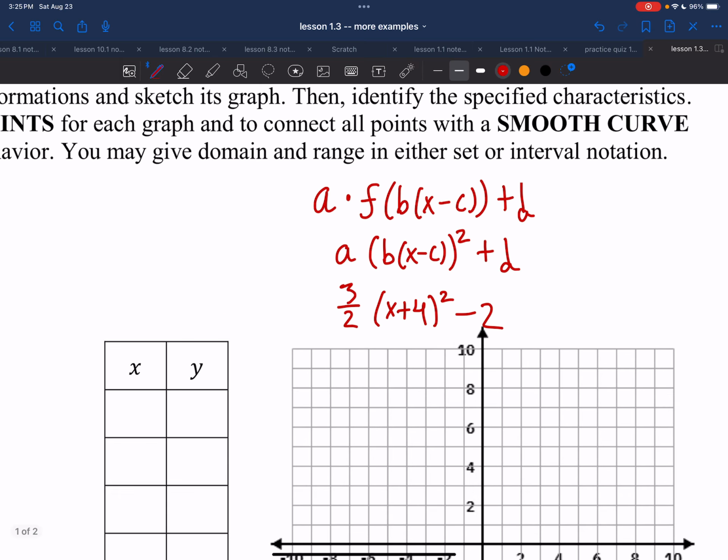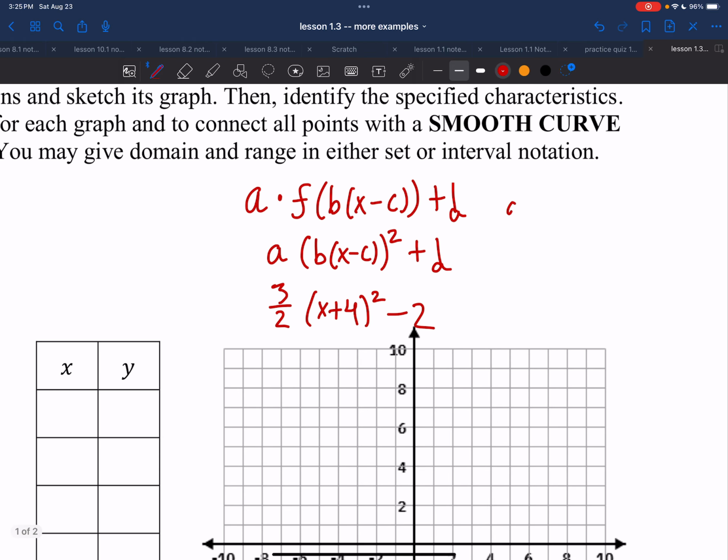To note this down, I'll say, okay, A is 3 halves. C, so since it says x minus c, but this says x plus 4, that means you're doing x minus negative 4, which is becoming x plus 4. So the c value itself is negative 4, and the d value is negative 2.